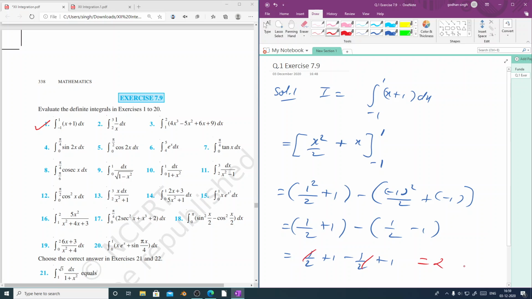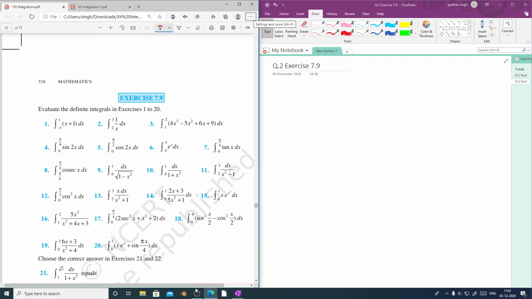So the value of the definite integral from minus 1 to 1 of x plus 1 is 2. Now question number 2, exercise 7.9. See here, to solve this definite integral is very simple, because we have already learned how to find the integration of indefinite integrals.